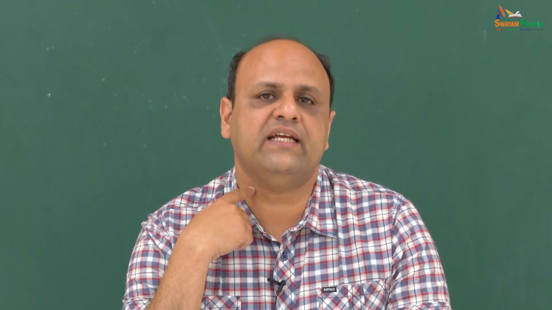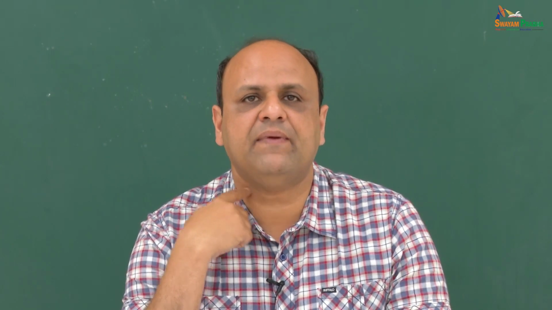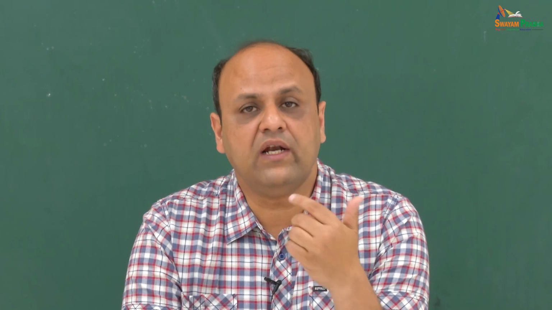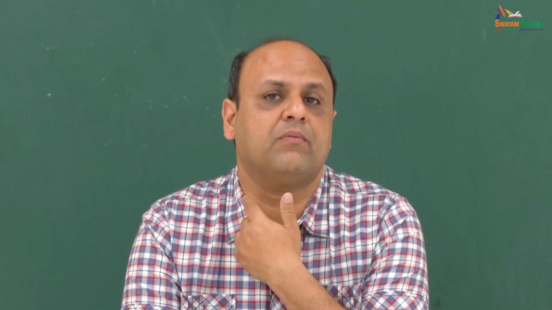Also, among the other clinical manifestations associated with the anterior triangle, there may be a swelling in relation to the anterior triangle. Now, this swelling may be a cystic swelling or it may be a lymph node enlargement. The fact is that more than 75% of lateral neck masses in patients older than 40 years are caused by malignant tumors, and the incidence of malignancy continues to increase with age. So, any swelling in this region has to be viewed with suspicion, particularly in older persons, because malignancies are common in this region.